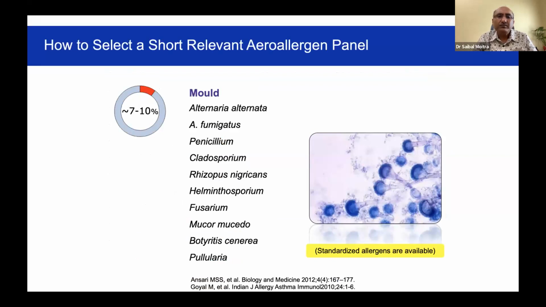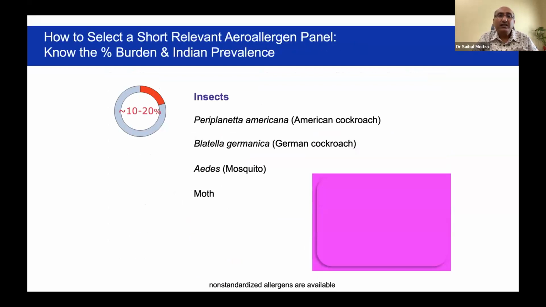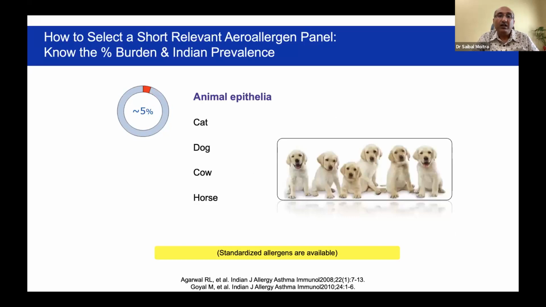As molds, these are the few molds which are common, and when the patient's symptoms are more, we say that it is due to Alternaria, Aspergillus, Cladosporium, and Rhizopus. Usually this suffices for the majority of the molds. Insect allergies, definitely the cockroach, whether it's American or German, there's lots of cross-reactivity between the two. That has to be included if the patient has perennial indoor symptoms and if the patient is suffering from asthma.